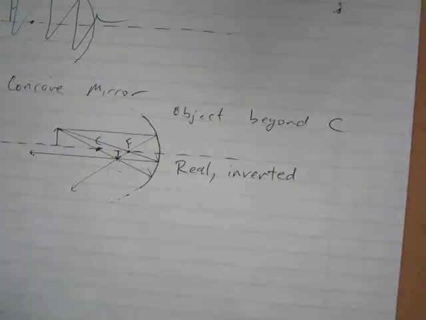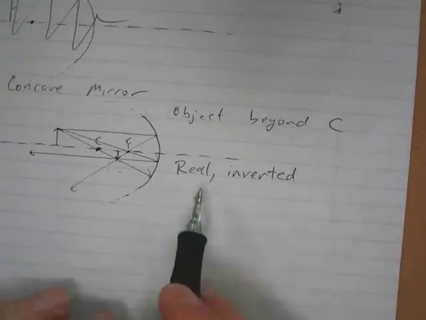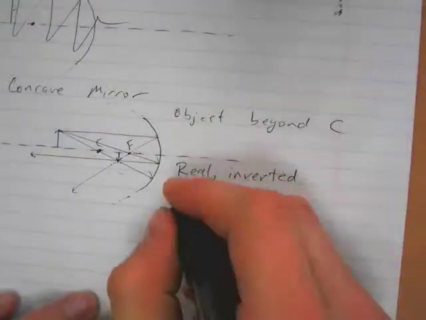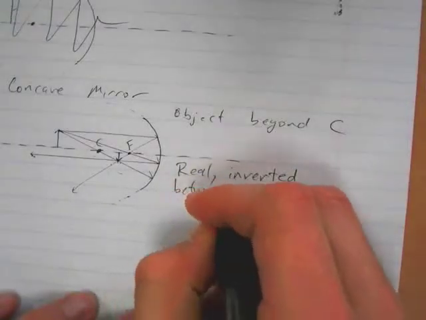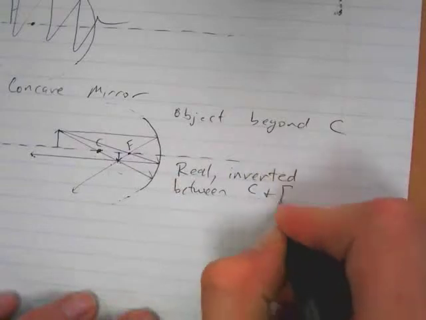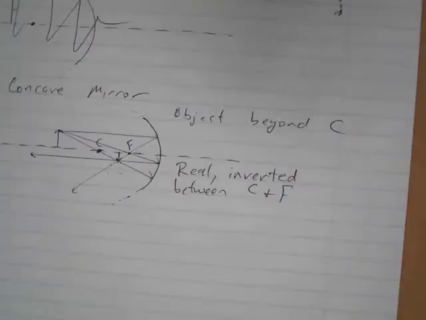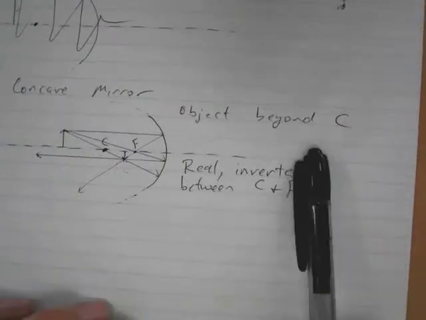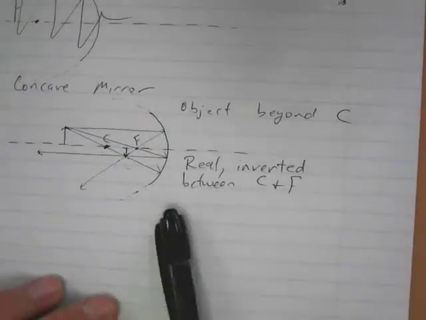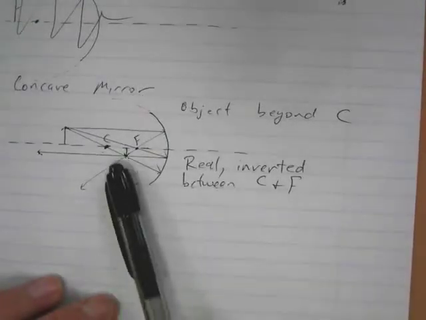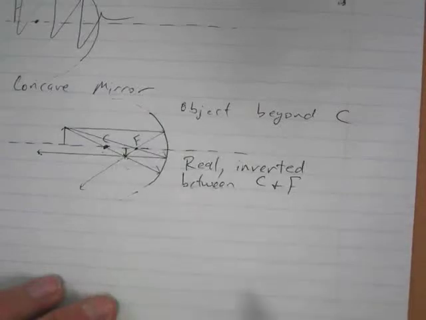And this image is located between the center of curvature and the focus. So, for an object out beyond the center of curvature, the image formed is real, inverted, and located between the center of curvature and the focus, and we can figure that out by drawing our ray diagram.